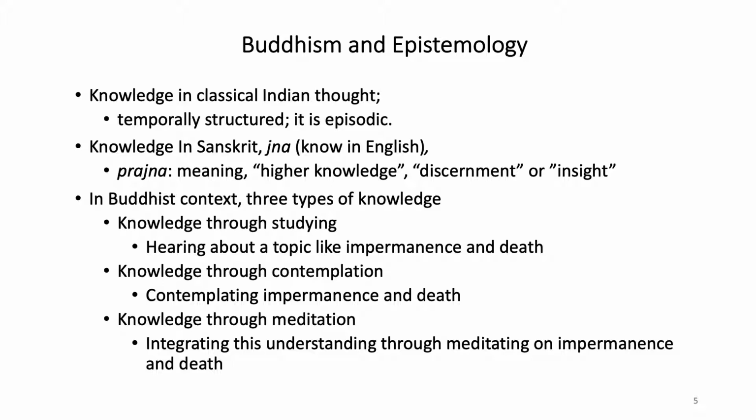For instance, simply hearing about a topic like impermanence and death is one kind of knowledge. It's like knowledge from studying. Contemplating impermanence and death represents knowledge through contemplation. Integrating the understanding of impermanence and death through meditation is knowledge through meditation. And knowledge through meditation brings forth an even further assimilation of its meaning.